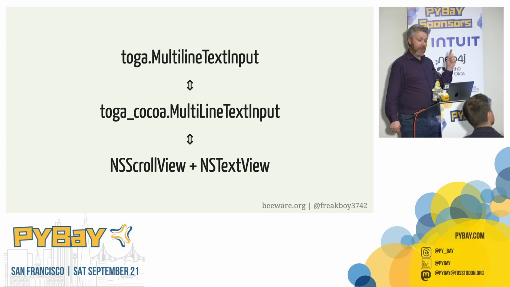On macOS, NS text view, which is the macOS representation of a multi-line text view, does have a native concept of placeholders, but it doesn't scroll by default. So the Cocoa implementation of multi-line text input is constructed as an NS text view inside an NS scroll view. Set value sets the value of the NS text view, and the placeholder takes care of itself.